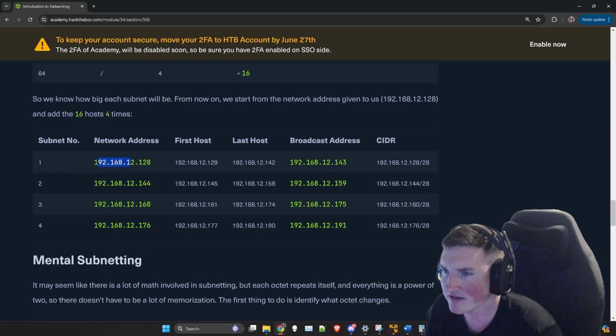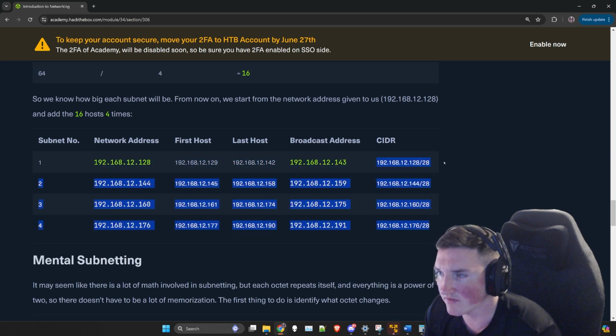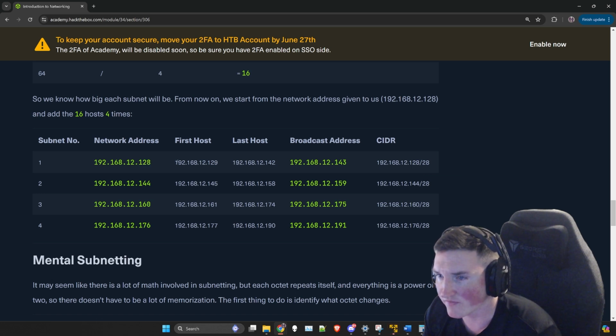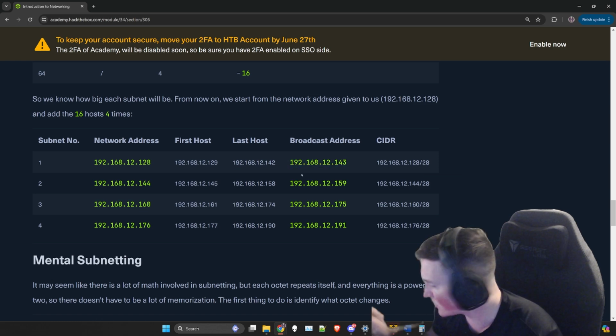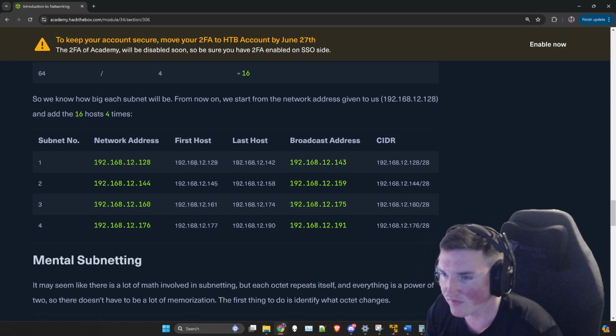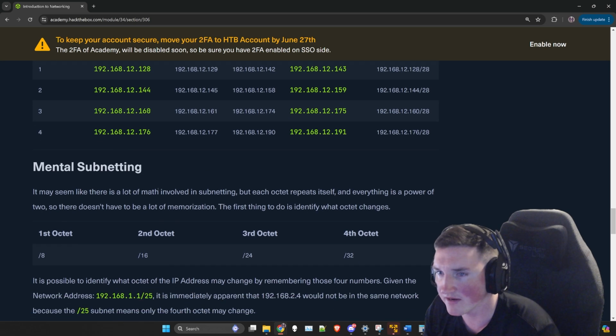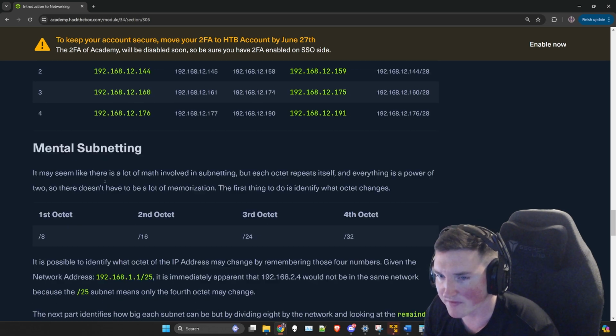Now, the subnet here, they're just saying, okay, here's the first network that we are on, 128. So the first host that's available is 129, and the last host is 142 because 143 is going to be taken here. And they're showing you the first and the last host that's able to be used for each of the subnets we just broke out.